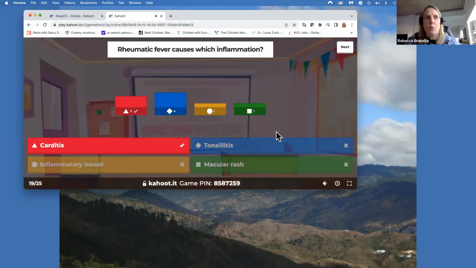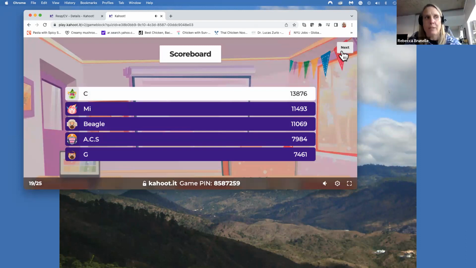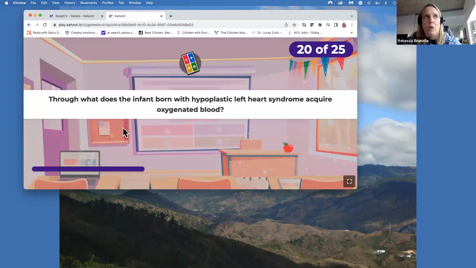All right, so it does cause carditis. So the main thing you worry about with rheumatic fever is mitral valve heart disease. To remember that, with rheumatic fever, the primary symptom that you're worried about is cardiac valve disease. We're going to skip this one also because we didn't talk about it.